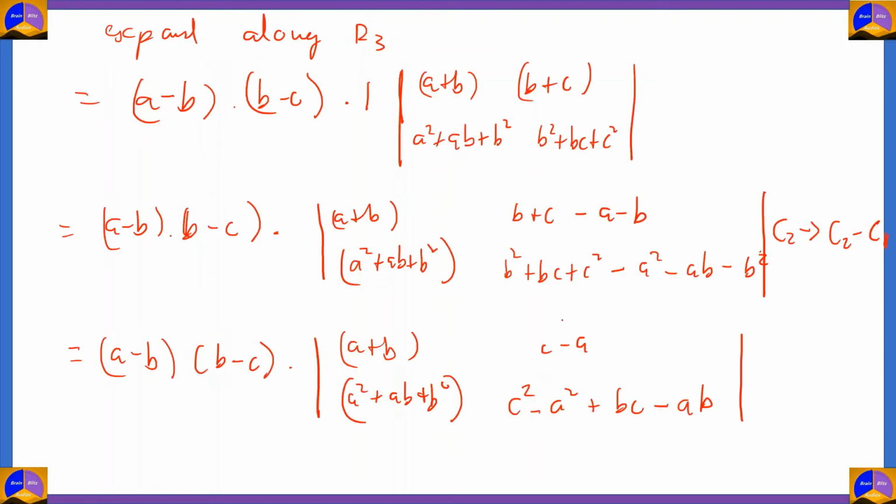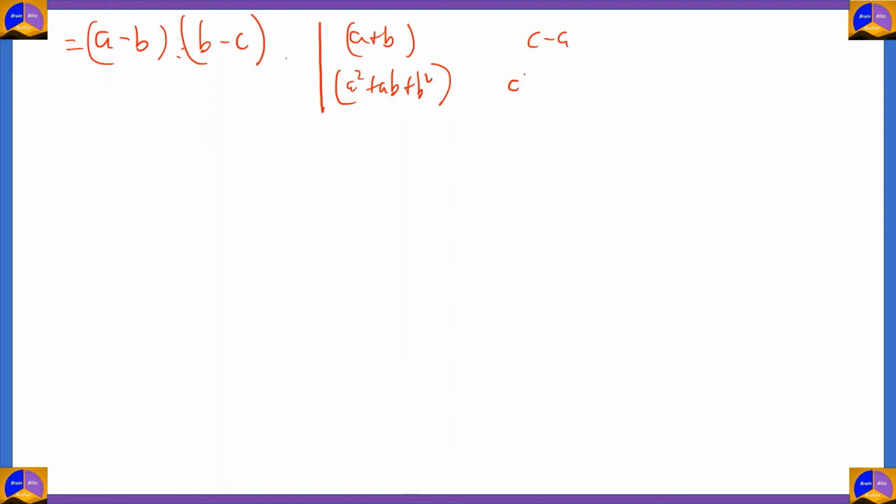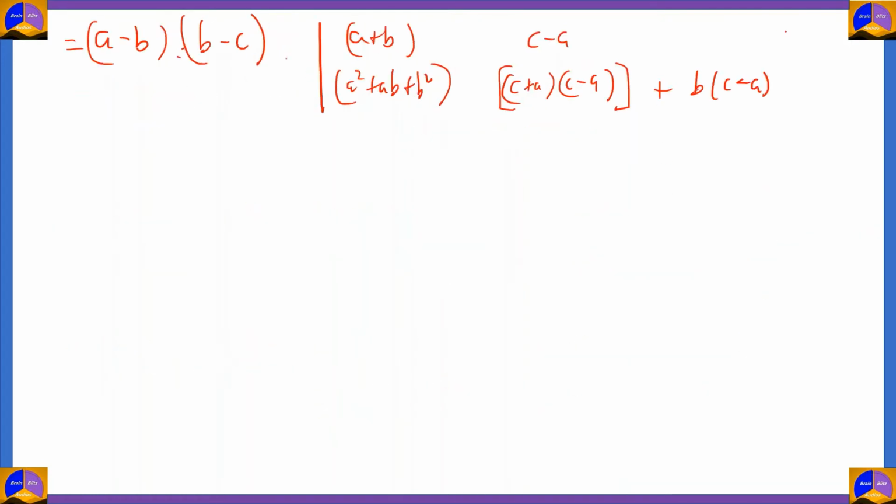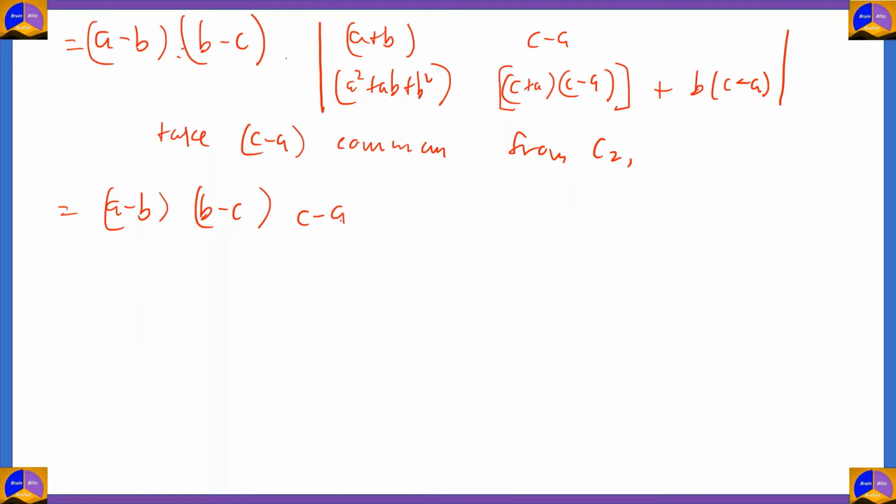c minus a. And on the second term, we try to take c minus a common. So c square minus a square, so that will actually become c plus a into c minus a, and then plus b into c minus a. So take c minus a common from C2. So we'll get a minus b times b minus c times c minus a, and then the determinant a plus b, a square plus ab plus b square, 1, and c plus a plus b.